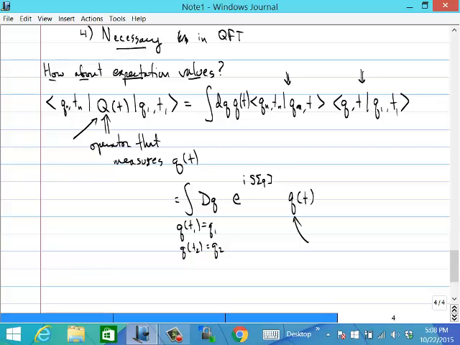So the lovely thing about the path integral formulation of quantum mechanics is that you really don't need to think about operators. You integrate over a space of functions, and then you insert in the integrand the value of the function at a particular time if you want to compute the expectation value of, say, the position of the particle at that time. Is that clear? This is an incredibly important point.